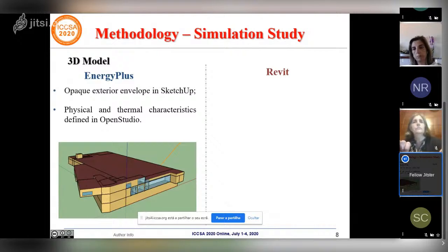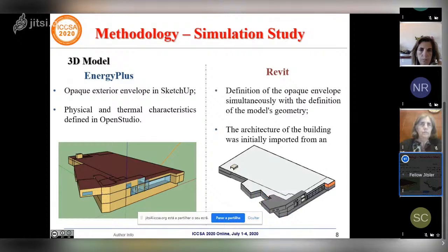And the simulation started with drawing the geometry of the building. Regarding the EnergyPlus, the opaque exterior envelope was drawn on SketchUp, and then physical and thermal characteristics were defined on OpenStudio. OpenStudio is a friendlier and simpler interface than working directly with EnergyPlus software. Concerning the Revit model, the architecture of the building was initially imported from an AutoCAD program file. In this way, it allowed modeling the building with the best possible accuracy.